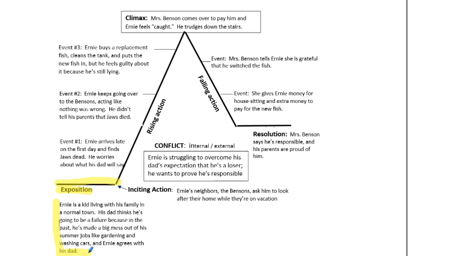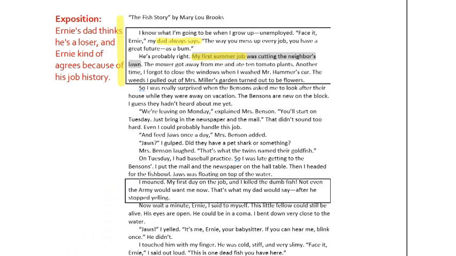Ernie is a kid living with his family in a normal town. His dad thinks he's going to be a failure because in the past he's made a big mess out of his summer jobs like gardening and washing cars. And Ernie agrees with his dad. Okay, then we're going to go on.